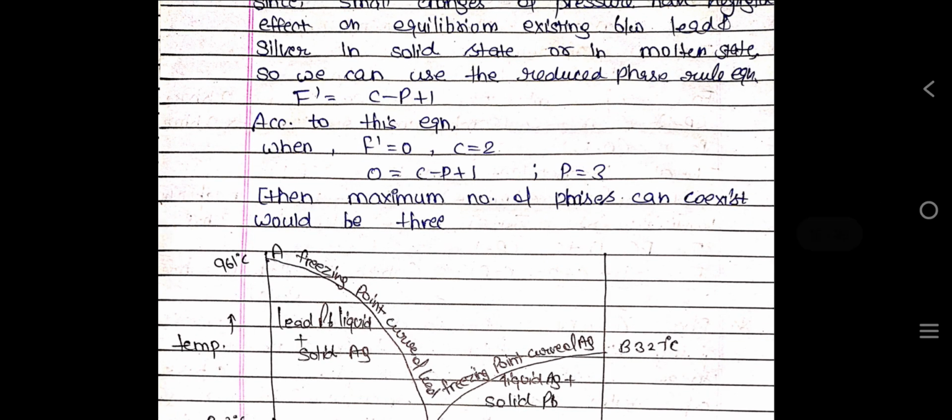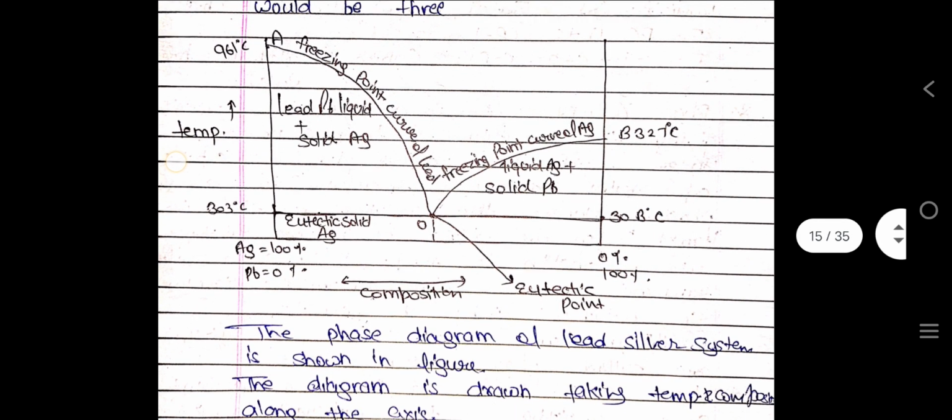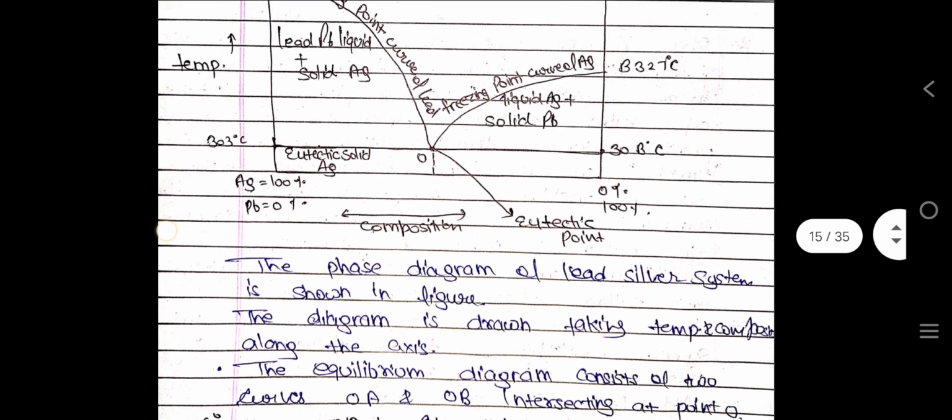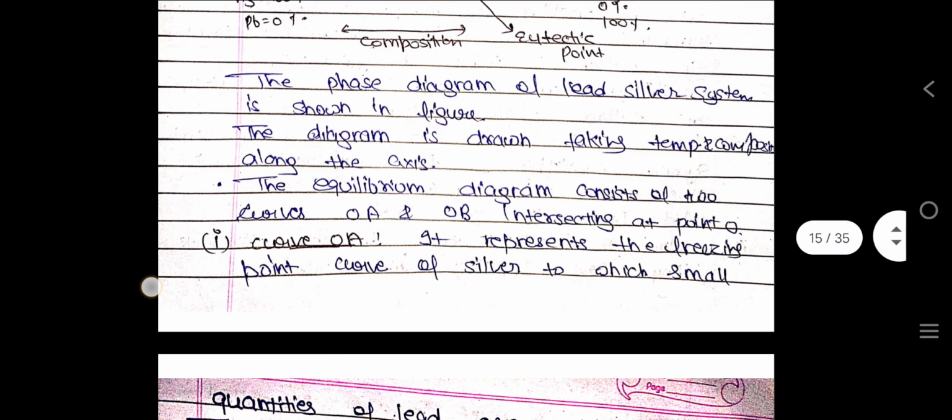The lead-silver system is a two component system consisting of lead and silver. The various phases possible: solid lead, solid silver, solution of lead and silver in the molten state, which are completely miscible, and vapor.